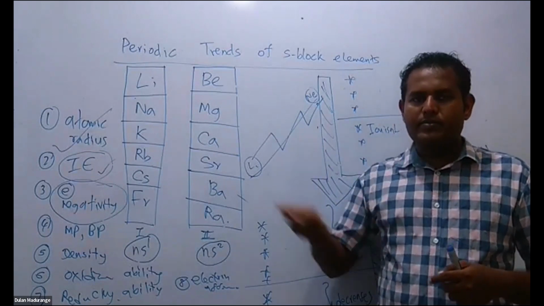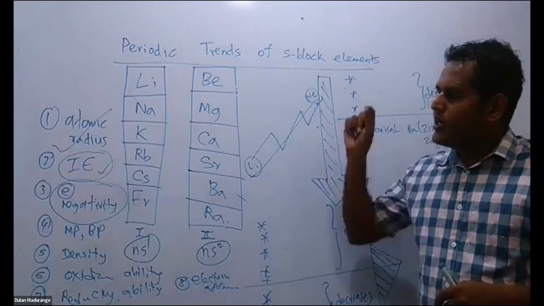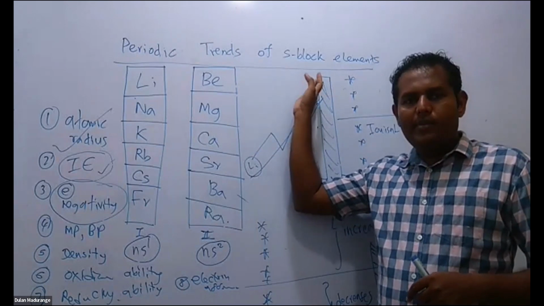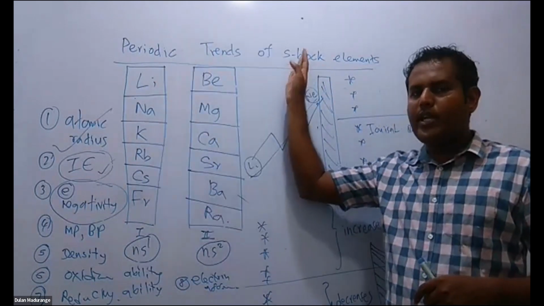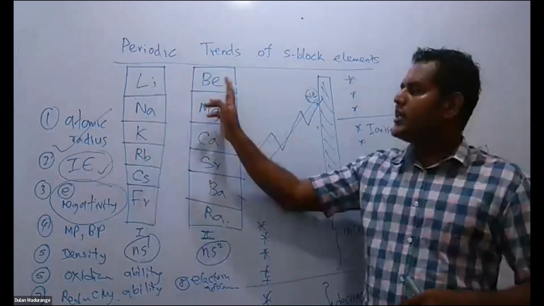Now here, carbon diamond has a high melting point. So from group 1 to group 4, the melting point is increasing, then it decreases. Why does the melting point increase in group 2 compared to group 1?